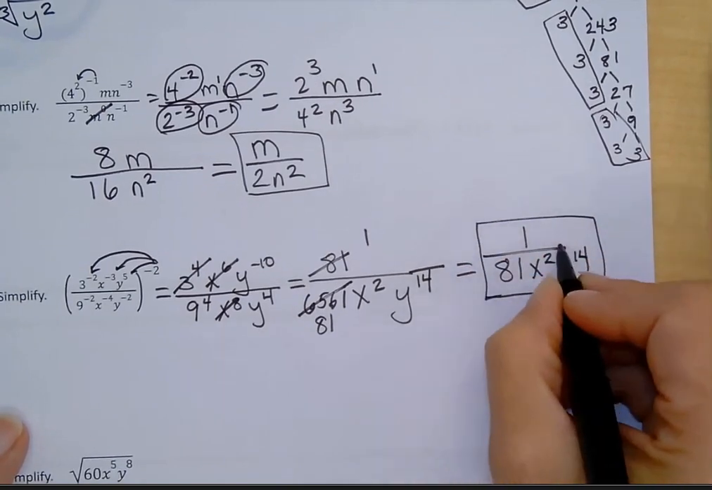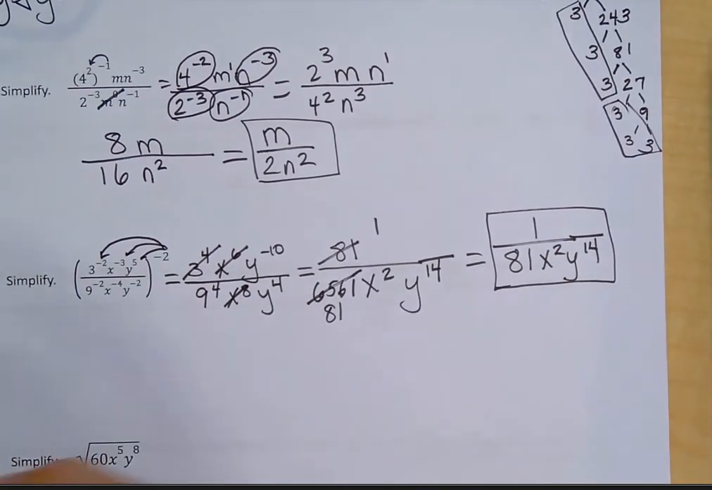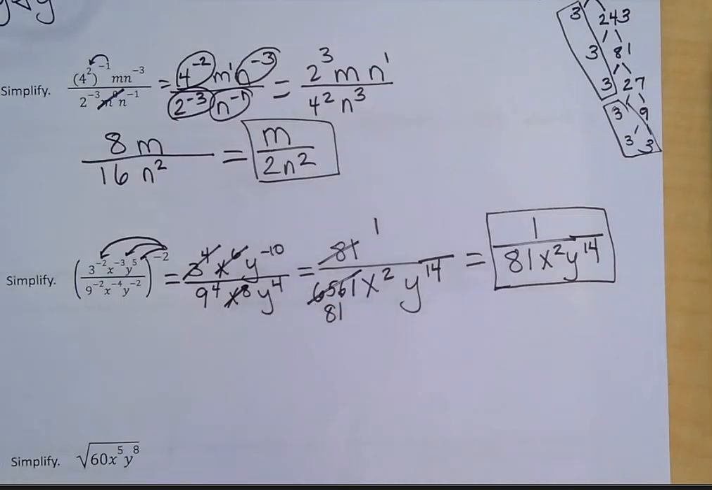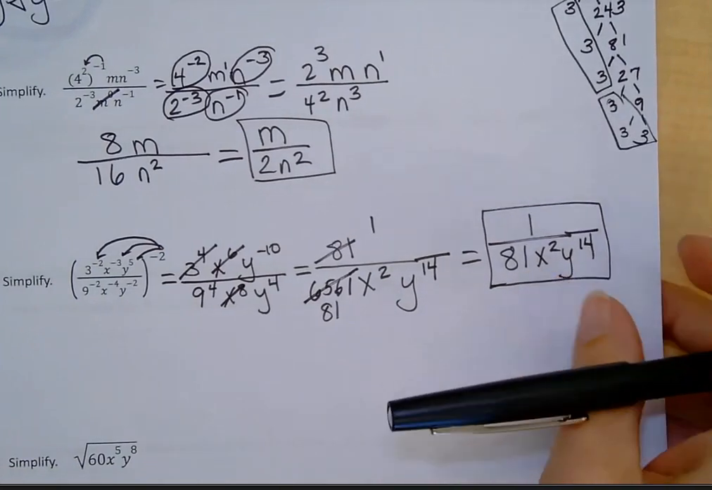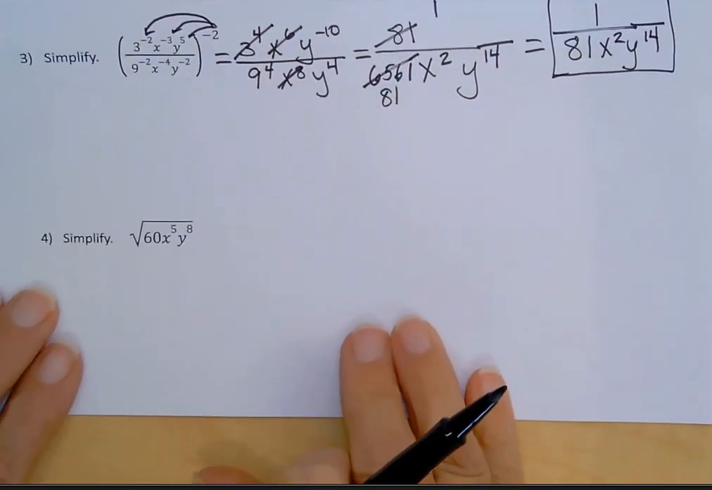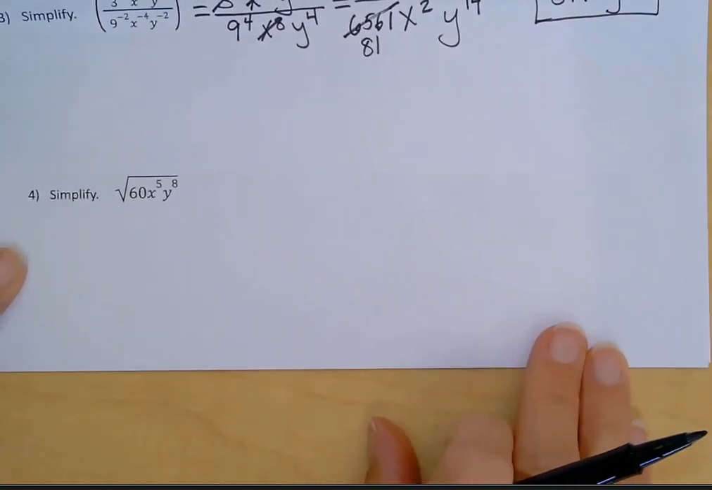Okay, that is not the only way to do that problem. That's just how I probably would have done it. You could also have moved this y to the negative 10 down to the bottom, and then y to the 10 times y to the 4 is y to the 14. A couple different ways to do that, but hopefully between my video here and Miss Shin's key, you'll be able to work your way through.